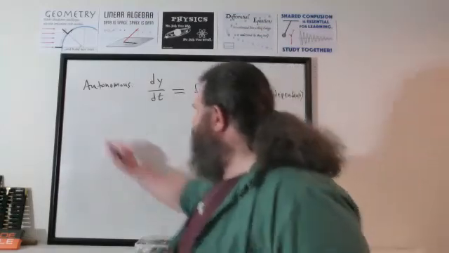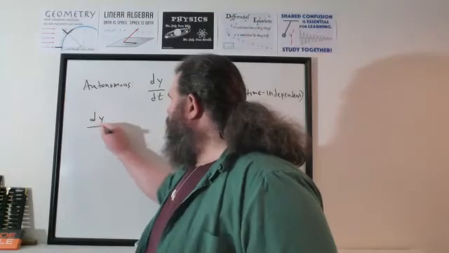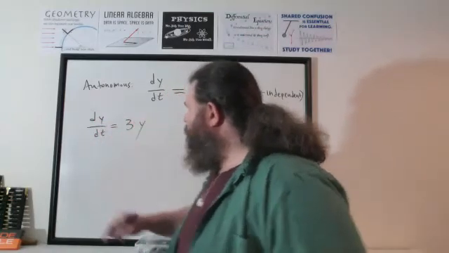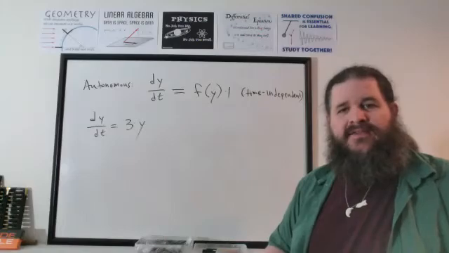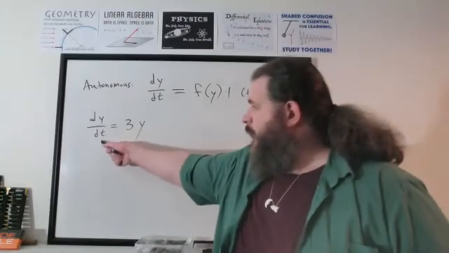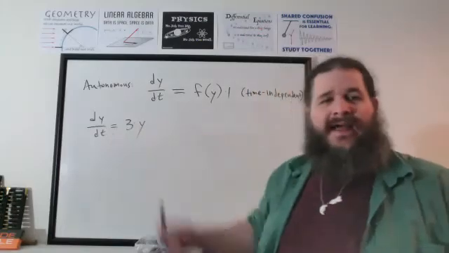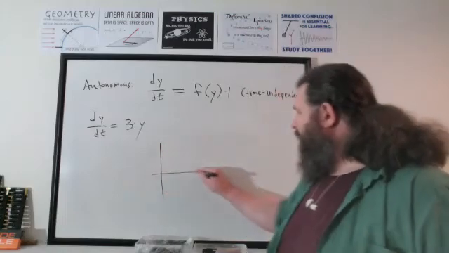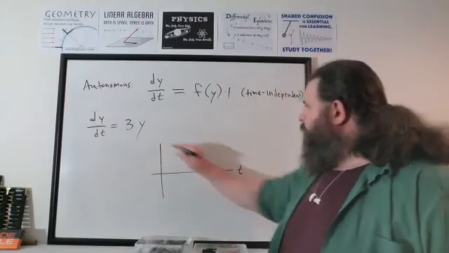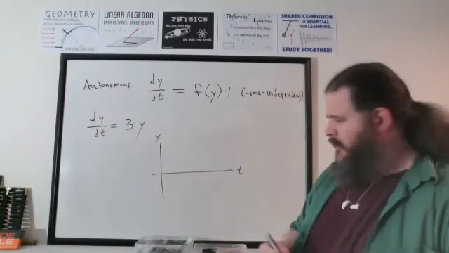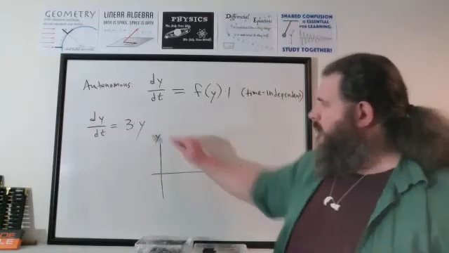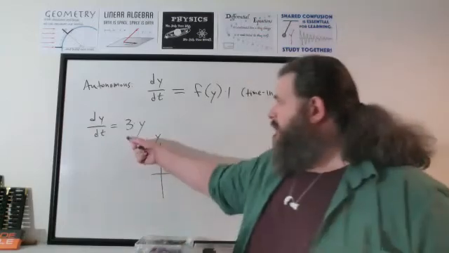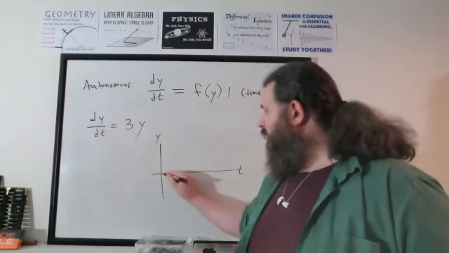For example, let's take a look at the simple one, dy/dt equals, let's say, 3 times y. No dependency on t, this just says the rate of change in y is 3 times as much as the value of y. If we were to make a direction field of that, let's say we plug in 0 for y and 0 for t. We're going to get 0 as the result. 3 times 0 is 0. So at the origin, we have slope 0.